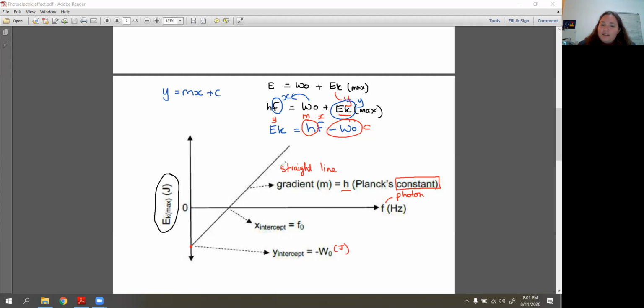So the straight line tells us that it's a constant, nothing's going to change. So whatever it is has to be something that doesn't change depending on the frequency. And lastly, my x-intercept has some significance. Now, I'm not going to rearrange this equation to solve for F naught by saying something along the lines of let EK max equal 0 or anything unnecessary like that.